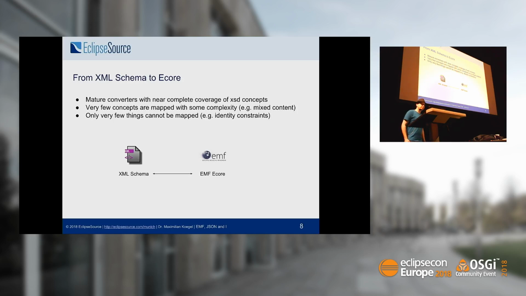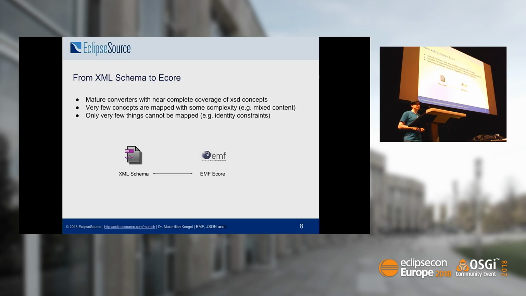So in summary, this XML schema to EMF Ecore and vice versa conversion is very mature. It has a near complete coverage of all the concepts. There's a few concepts that are mapped with some complexity because Ecore and XML schema are of course a bit different and come from a bit different background.